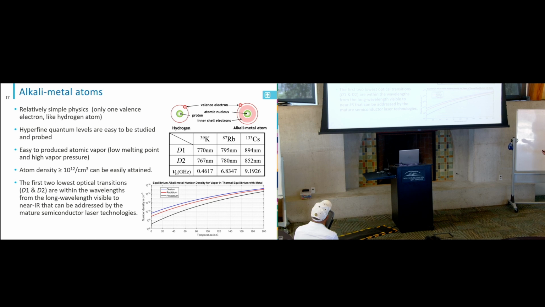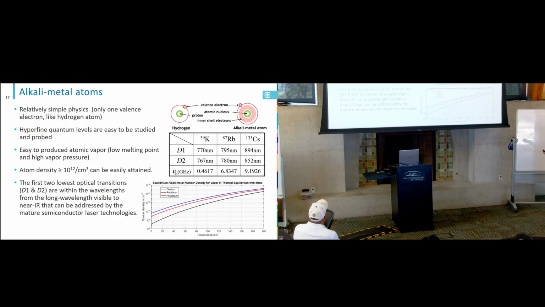And here I only list 3 atoms, from potassium to cesium, because there's another advantage: their vapor density or vapor pressure is high at room temperature, meaning you can get lots of atoms even without heating them up, because their melting points are low and their vapor density is high, even at room temperature. We can easily achieve 10 to the 12, 1 trillion atoms per cubic centimeter, and that's lots of atoms for us to use, and that's the major advantage.